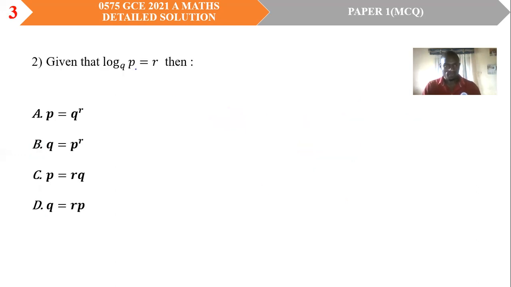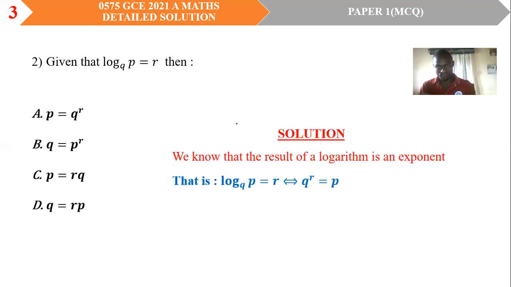Question 2. Given that log of p to base q is equal to r, then looking again at the answers, you see that what is required of us is that we express this logarithm in index form. And how do we express the logarithm in index form?